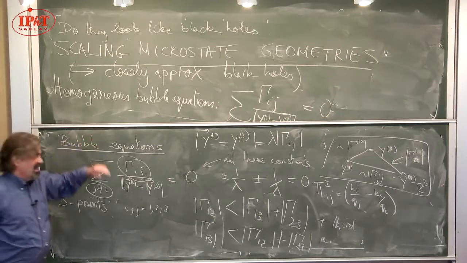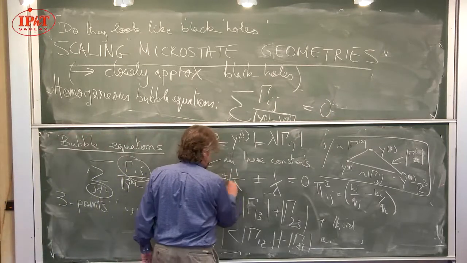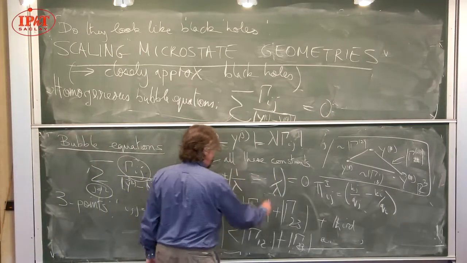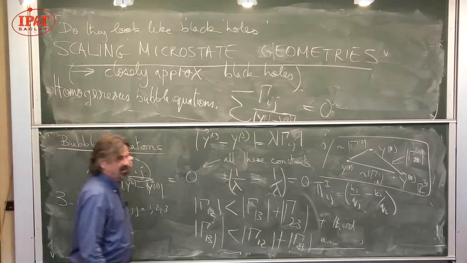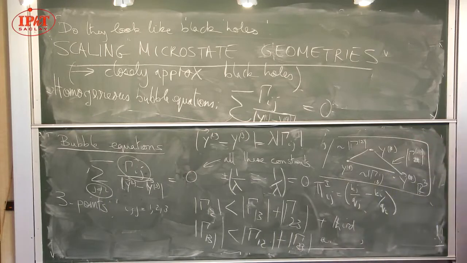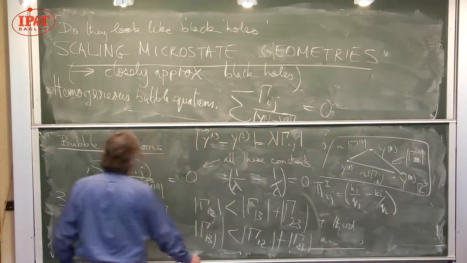And by flipping the signs of the k's, I can always arrange that this is of this form, and therefore trivially satisfied by messing with the signs of this, or the signs of the fluxes. So here is a really simple way of satisfying these homogeneous bubble equations.